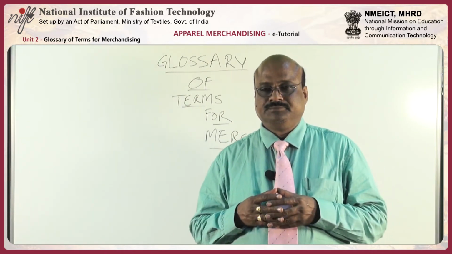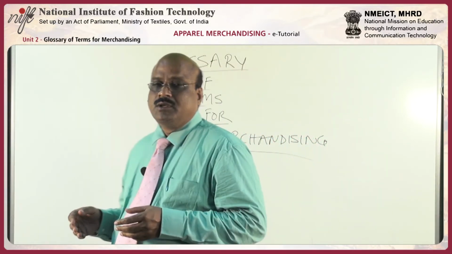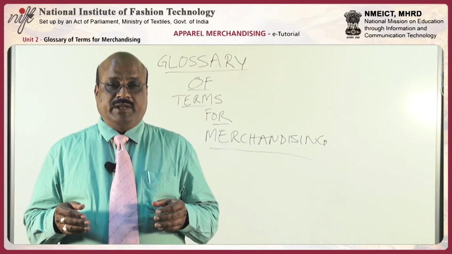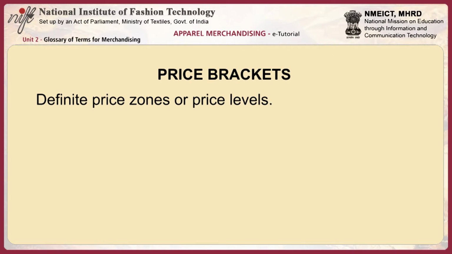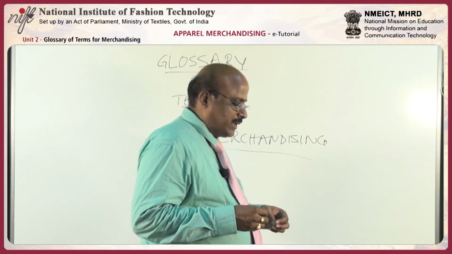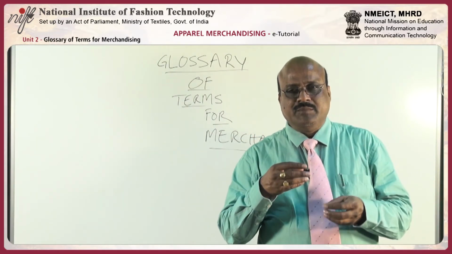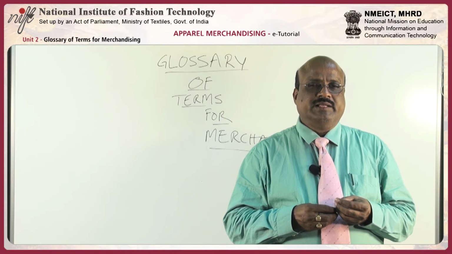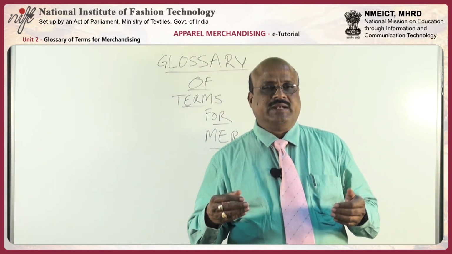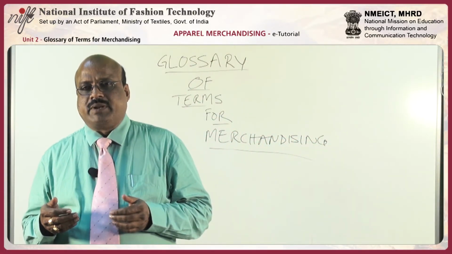standard quality. Price brackets. The next term is price brackets. Price brackets refers to definite price zones or price levels. So in a store, the merchandise is generally sold in given price zones or price levels. So it is not that the merchandise is sold at any imaginable price, but rather the merchandise is generally sold at specific price levels or price zones. So these are called price brackets.